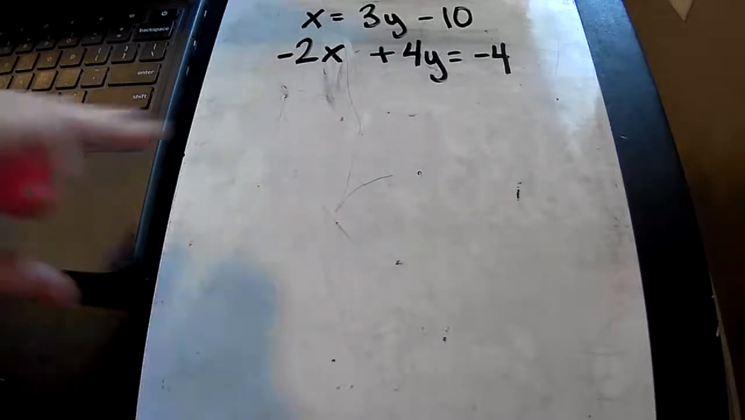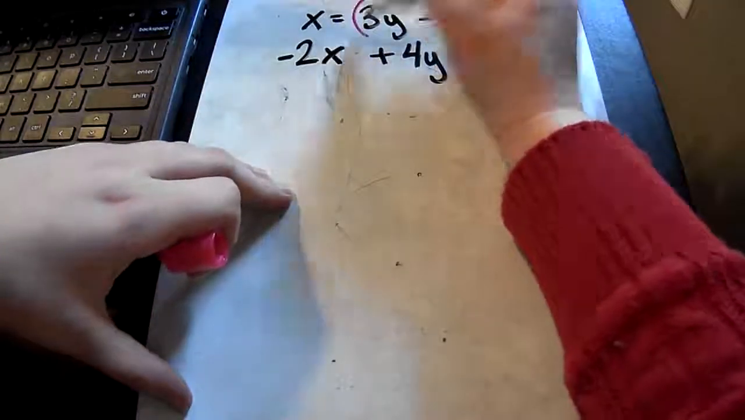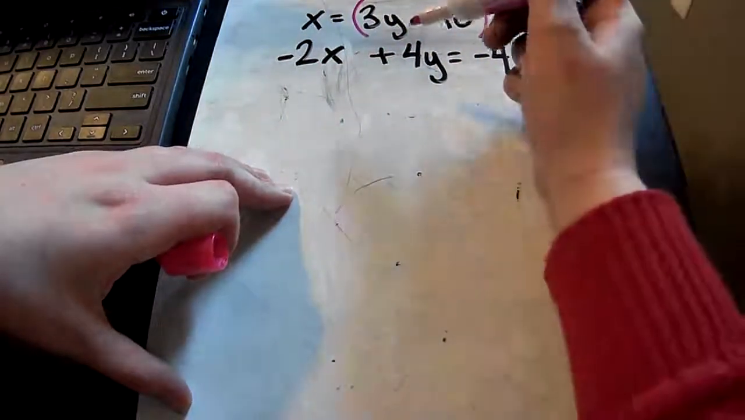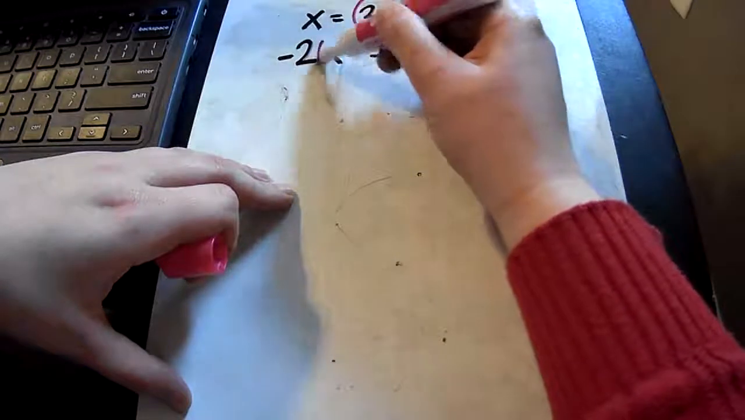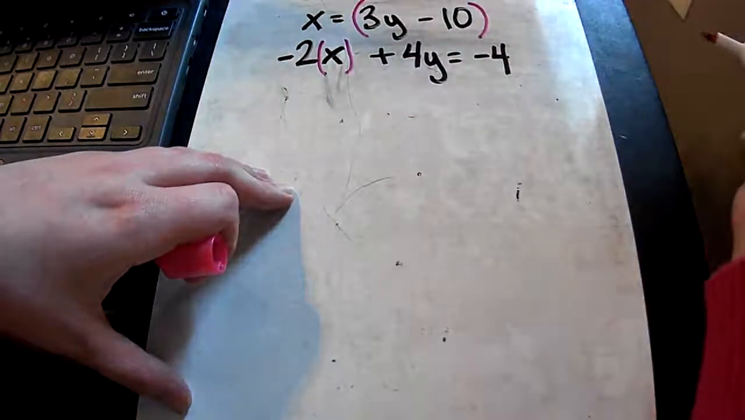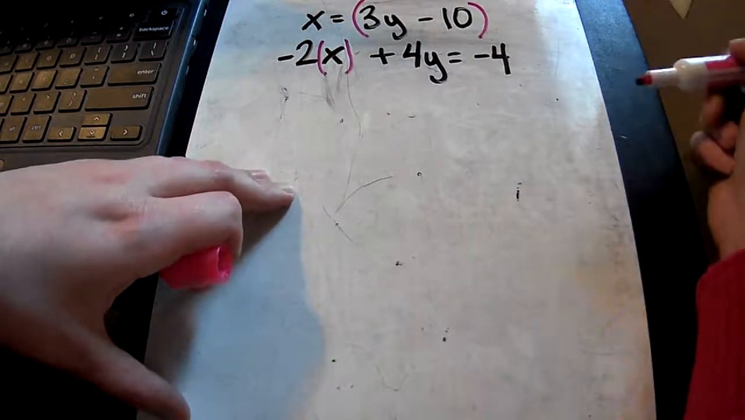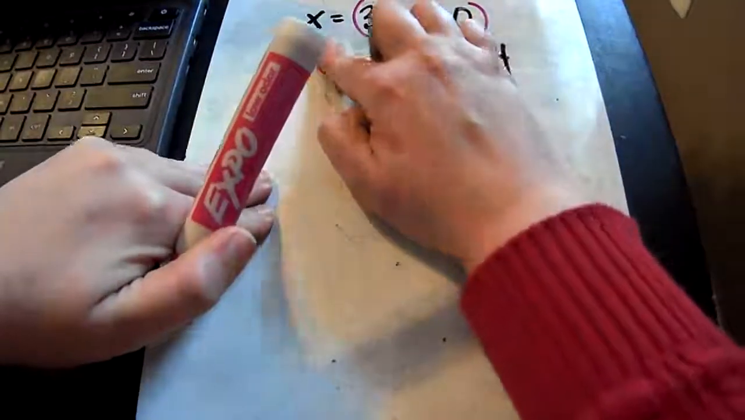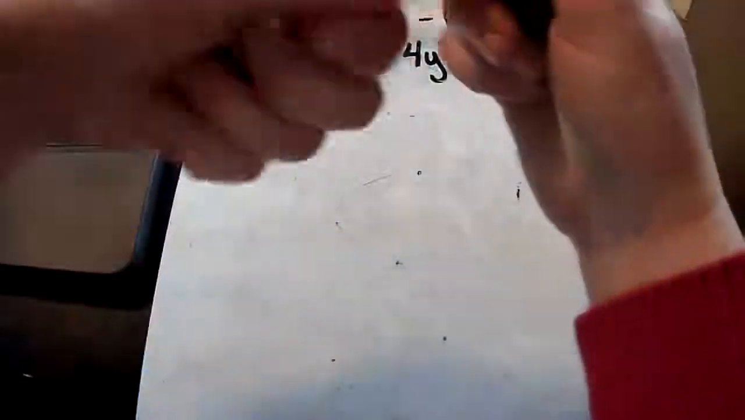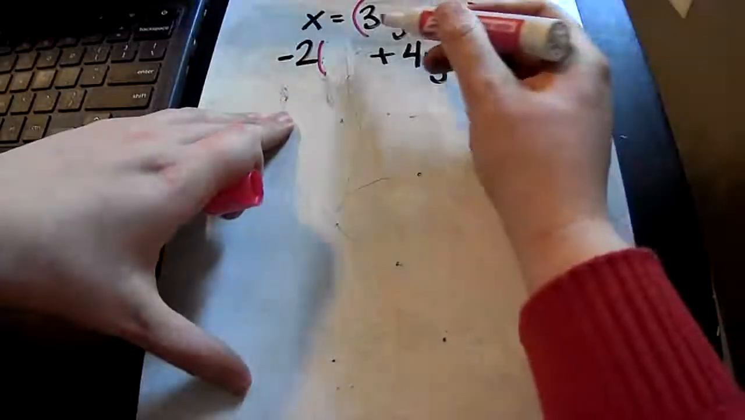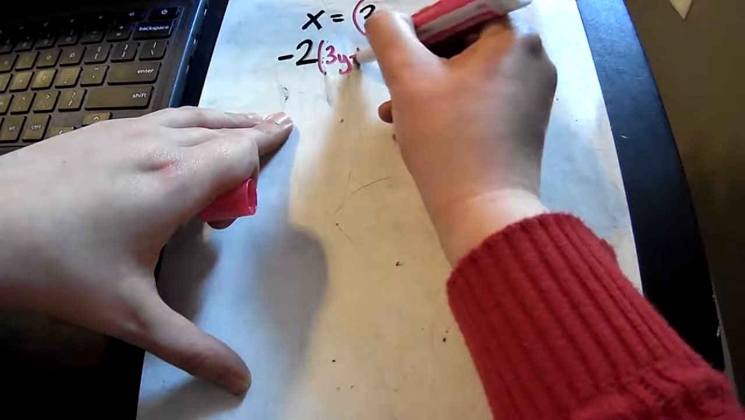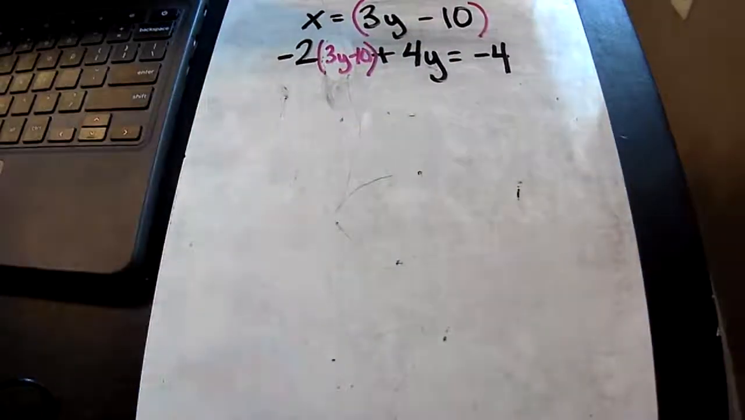Because it just means that we're going to take everything it says x is equal to, the 3y minus 10, and we're going to substitute x for that in our other equation. And so just like we did on the last problem with y, we're literally just going to take x out of this problem. So I'm going to erase x out of that problem, and I'm going to replace it with 3y minus 10. And notice again, I am using parentheses here. The parentheses are going to make a difference on this problem.